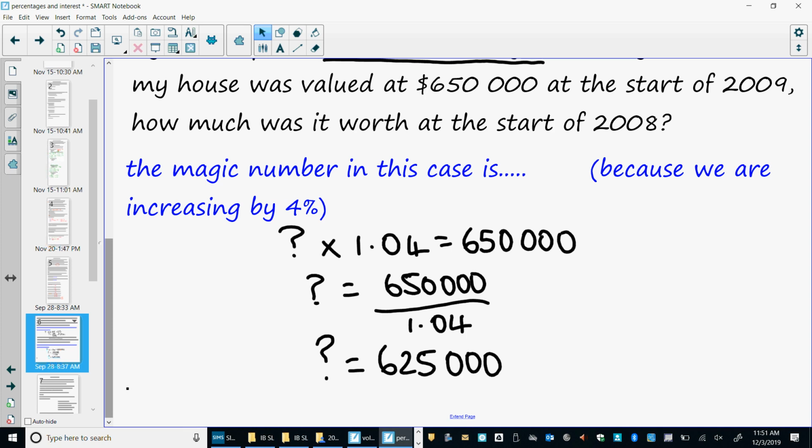Now, I gave you a big pack of questions a few lessons ago. It says review percentages, I think, on the top. Can we find that, please? That's what we're going to be working on today. Yeah, it says percentages review.